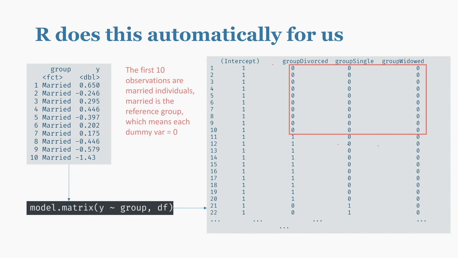But as you can see here, the first 10 observations that are in this box all have zeros for each of these values, and that's because these values represent our reference group, right? They're married individuals. Then once you get past the 10th observation, you look at observation number 11, you can see that there's a 1 under the divorced group, which means that this individual is divorced. And if you go down to observation 21, then you see there's a 1 under single, which means the individual is single. Okay, so not too bad.